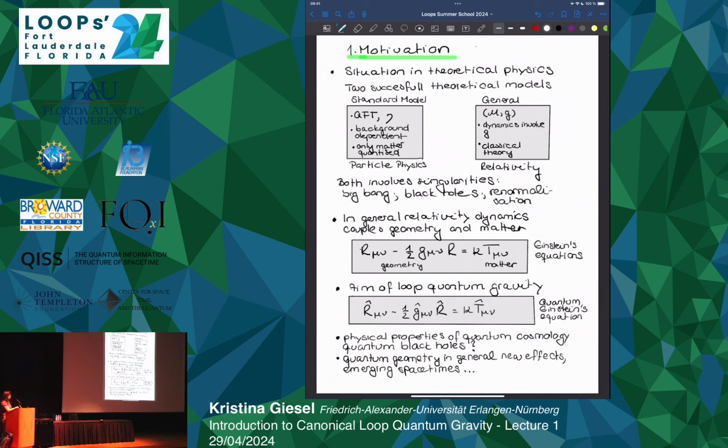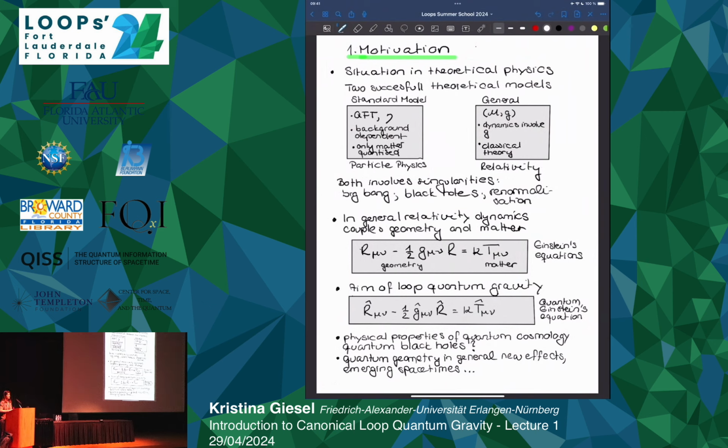So one aim of loop quantum gravity in the canonical approach is to really lift this to the level of the quantum theory and write down the so-called quantum Einstein equations, where all these geometric quantities like the Ricci tensor and the Ricci scalar and the metric become operators. And similarly, we know from the standard model how to quantize the matter on the right-hand side.